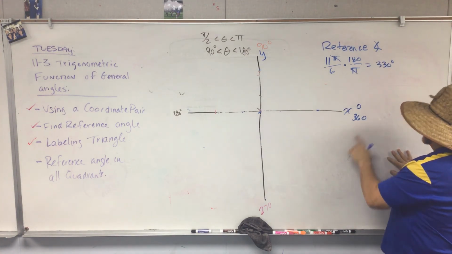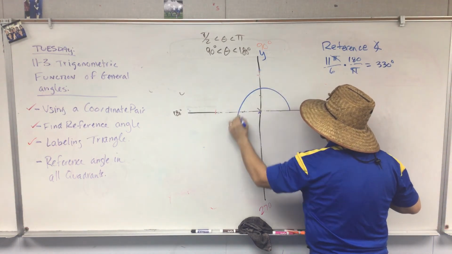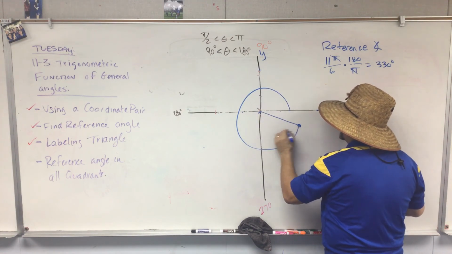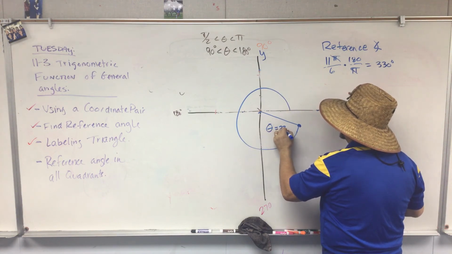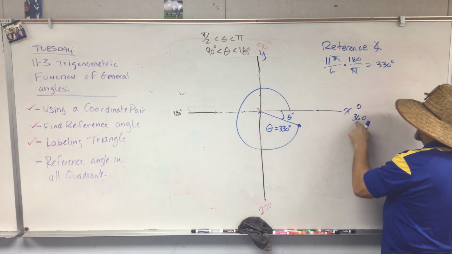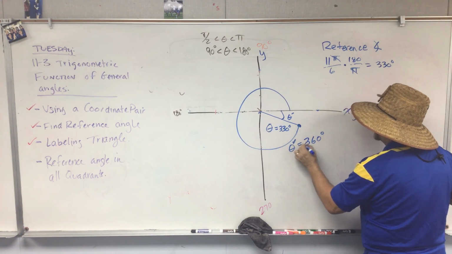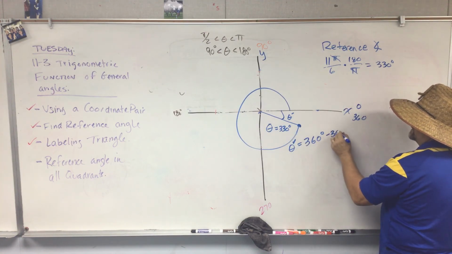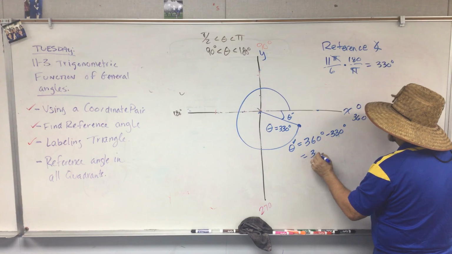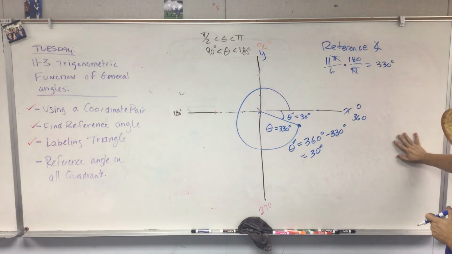So 330 degrees is bigger than 270, but less than 360. I'm going to go like this. Almost here. Draw my point. Theta is equal to 330 degrees. What's my reference angle? It's going to be the larger number, 360 degrees, minus the smaller number, 330, which is equal to 30 degrees again. So my reference angle is 30 degrees.